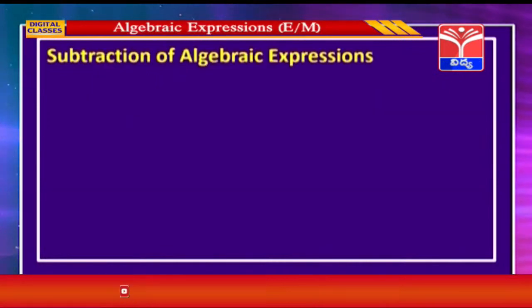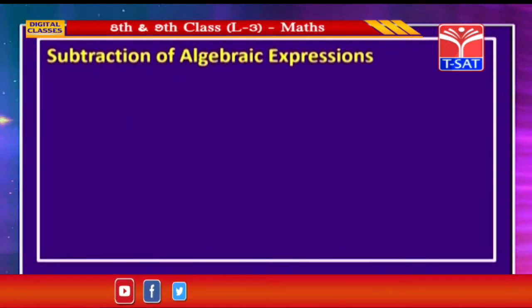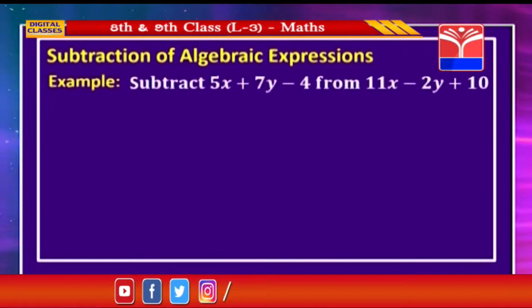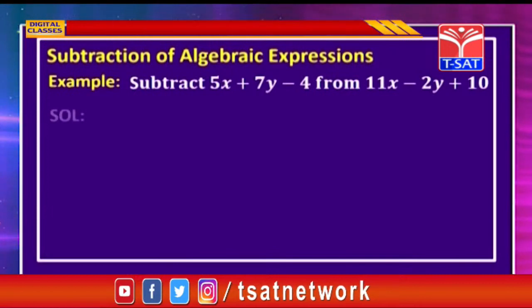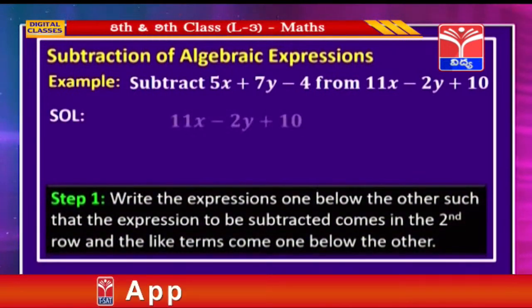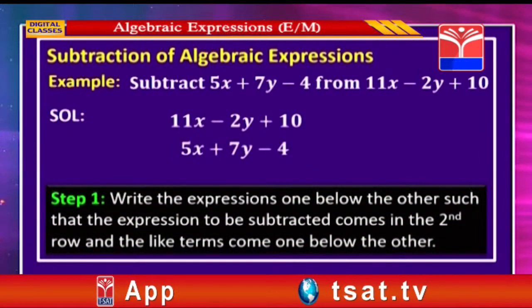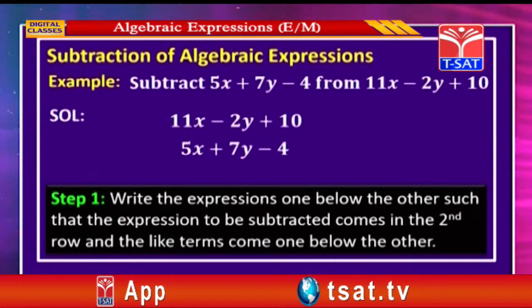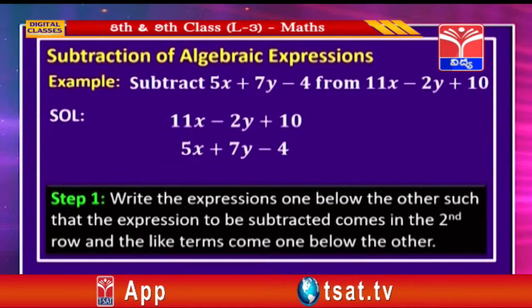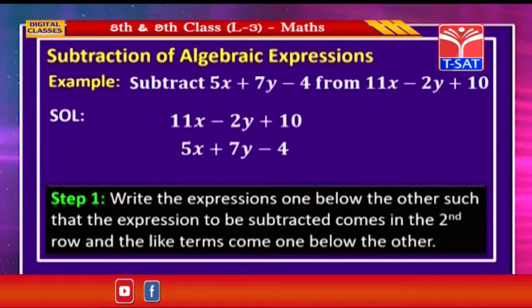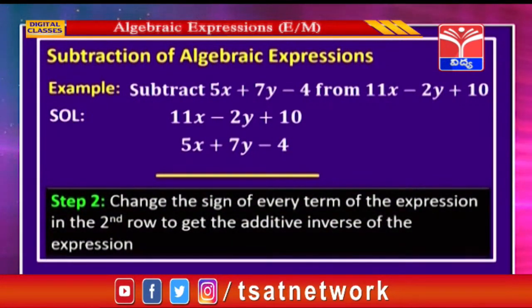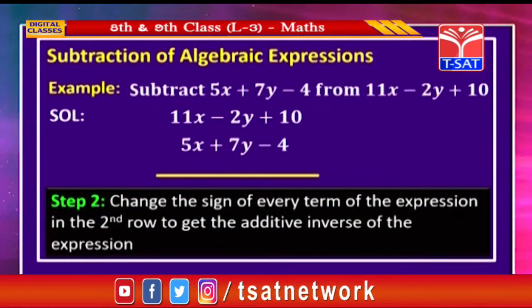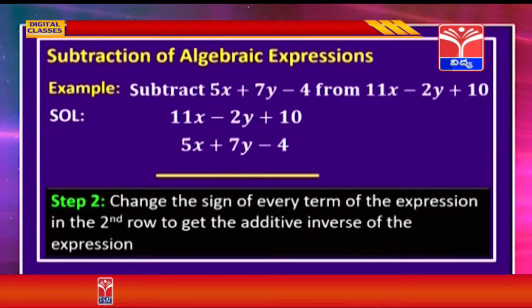Now let us see subtraction of algebraic expressions, children. Let us take an example. Subtract 5x plus 7y minus 4 from 11x minus 2y plus 10. So again, first we are going to write one below the other, children, as shown on your screen, so that the like terms will come one below the other. Now in the second step, we are going to change the sign of each and every term of the expression, children, that is, the second row.